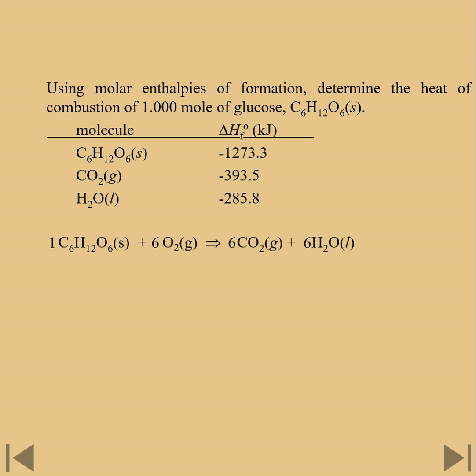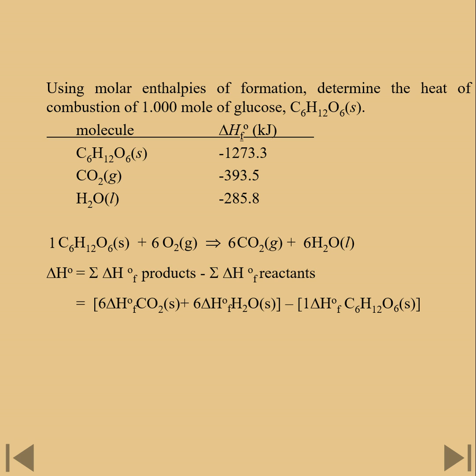Now for the enthalpy of the reaction, it's already written for the correct combustion reaction. And so we're looking at the sum of the heats of formation in the products minus the sum of the heats of formation in the reactants. So we're looking at the heat of formation of the 6 carbon dioxides and the 6 waters minus the heat of formation of the 1 glucose. What happened to the oxygen? It's in its elemental state, which means it's 0, and hence falls out of the equation.